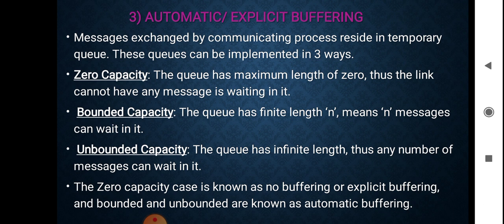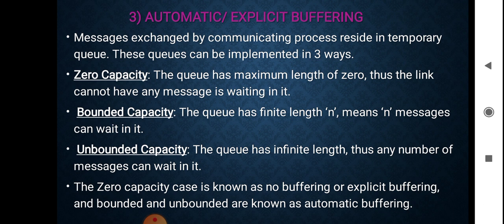So in bounded capacity, the length is n, meaning n messages can wait. If the queue is full, the sender must block until space is available. If the queue is not full, the sender is going to send new messages, and those messages will be placed in the queue.